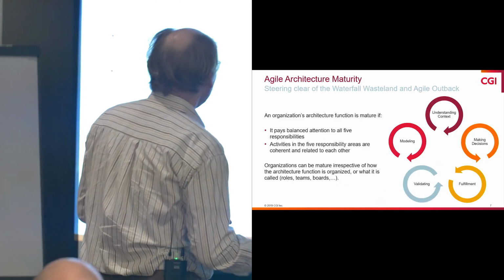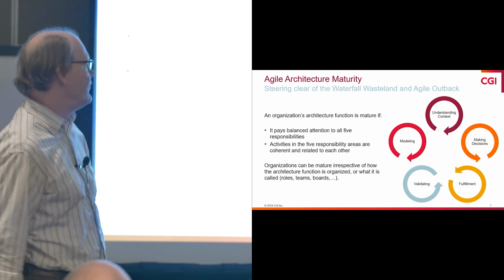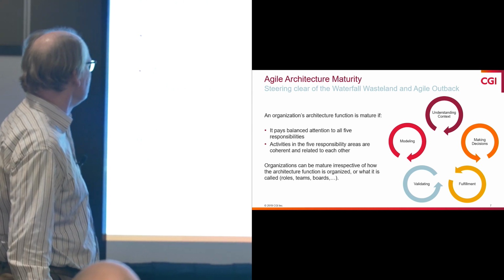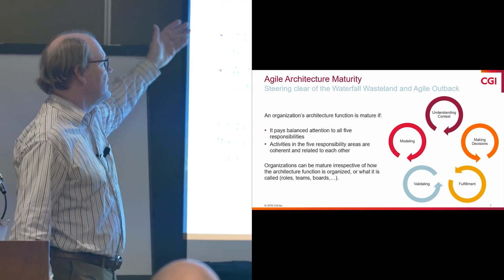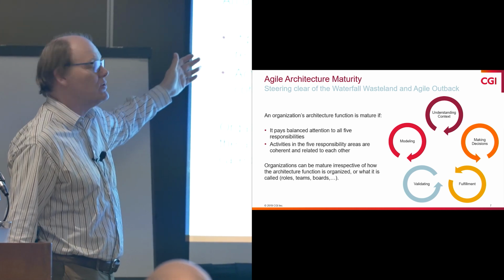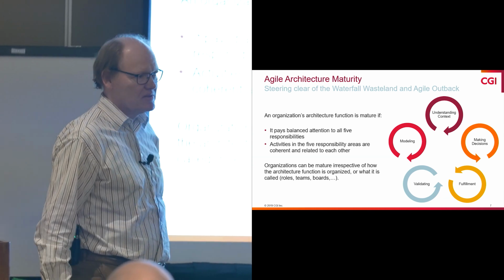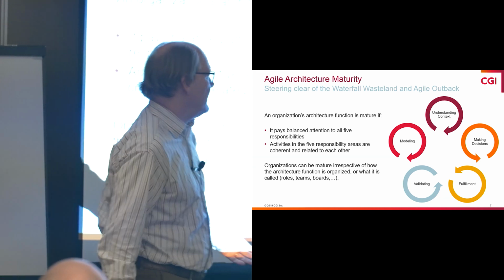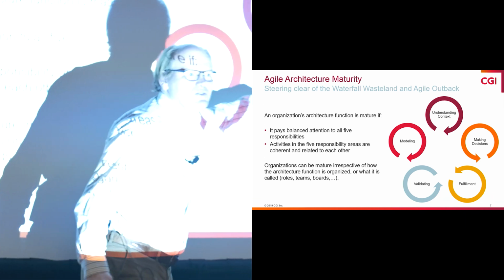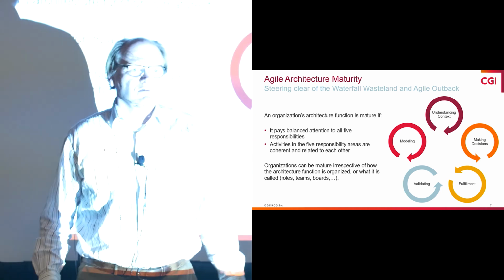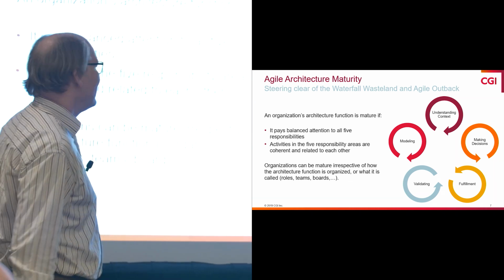So we are striving towards a balanced fulfillment of these 5 responsibilities. Basically what we're saying is an organization's architecture function is mature if it pays balanced attention to all 5 of them, and if they are coherent and related to each other. Of course, it doesn't make any sense if one person understands the context, but another person makes all the decisions. It sounds very illogical, but it happens in a lot of situations.